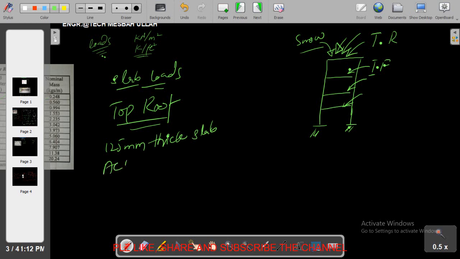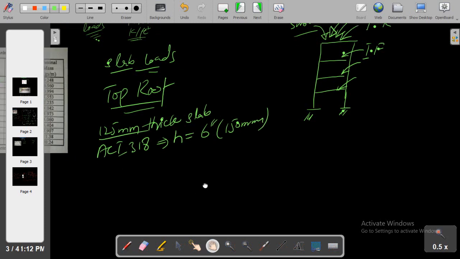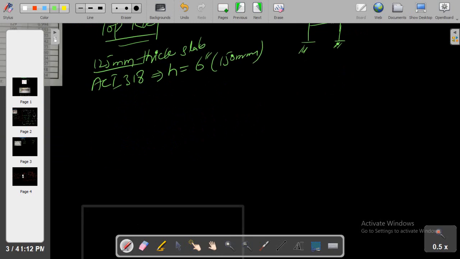Although in ACI code 318 the minimum thickness, denoted by H, of the slab is 6 inches, that is 150 millimeter, let's say we have a 125 mm thick slab, and we have earth filling over it, and brick tiles over it. How can we calculate the loading over such a member? Yes, let's say we have a 125 mm thick slab.